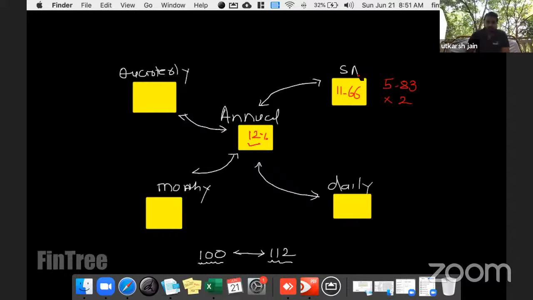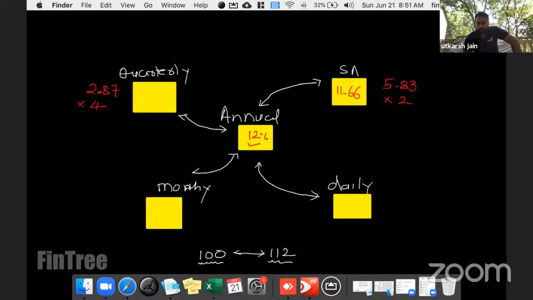Now the same logic: keep your N as 4 and compute IY. So now your calculator is telling you that if N is 4, then every period you earn 2.87. That means every quarter we earn 2.87. Multiply this with 4.